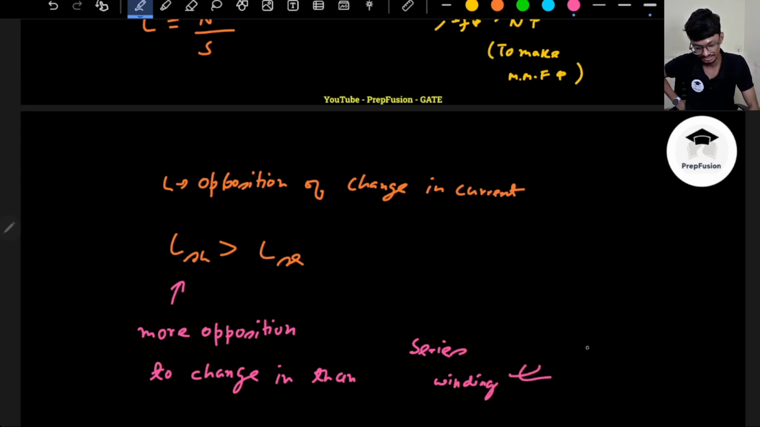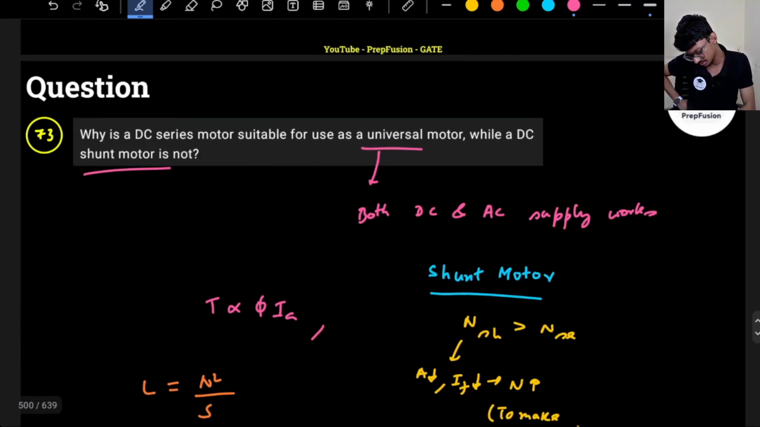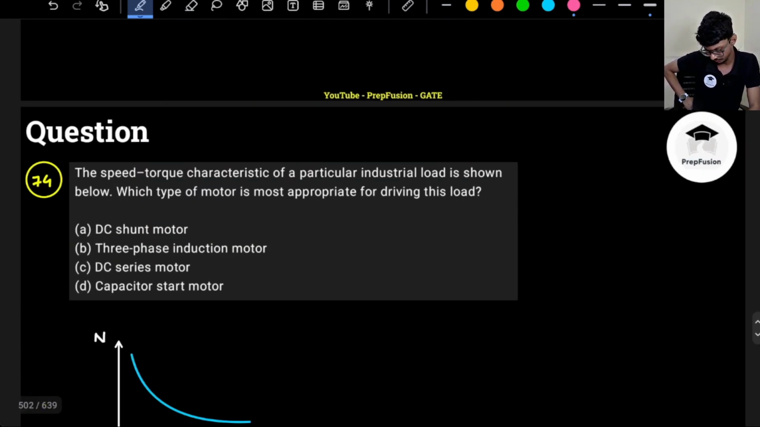More about this we'll discuss after the induction machine, or wherever we'll discuss, right? Later we'll discuss about this: what is a universal machine, the working, the diagrams, all those things we'll discuss. Okay. So that's why the series winding is suitable rather than shunt winding.